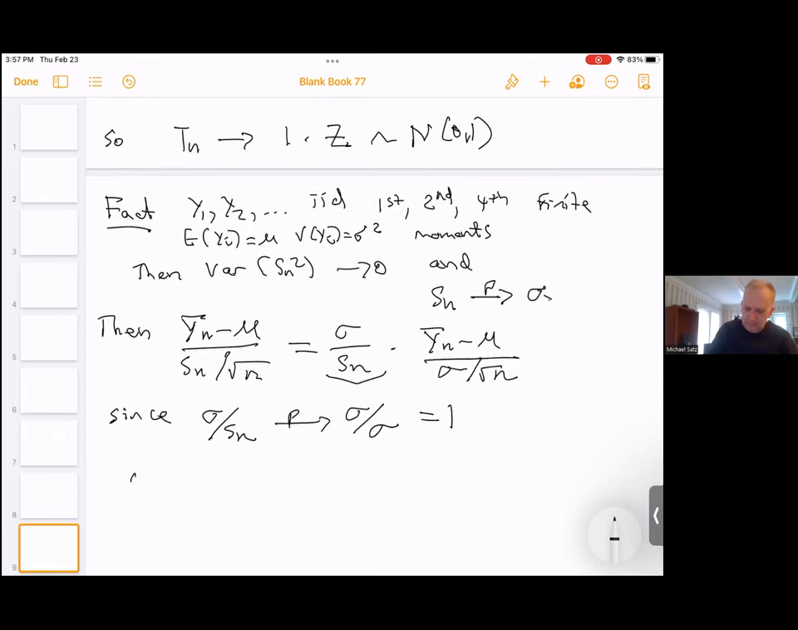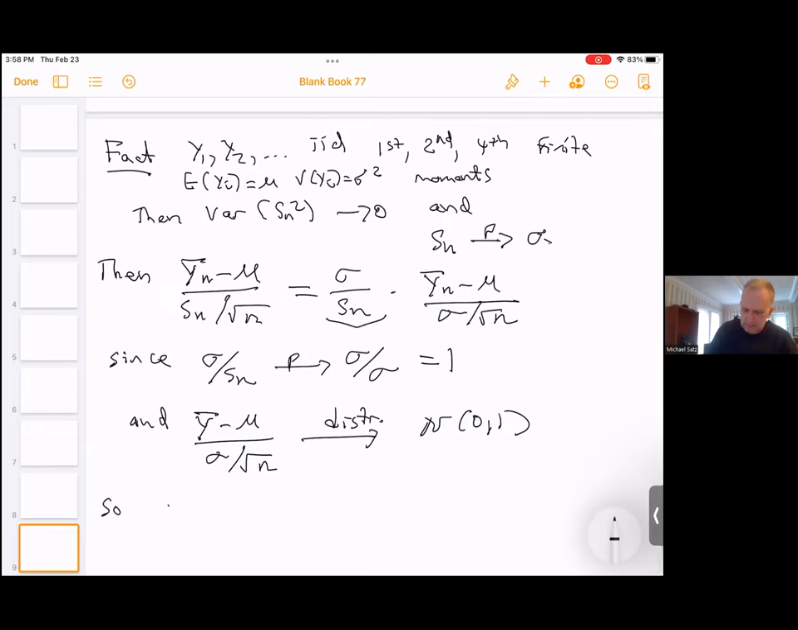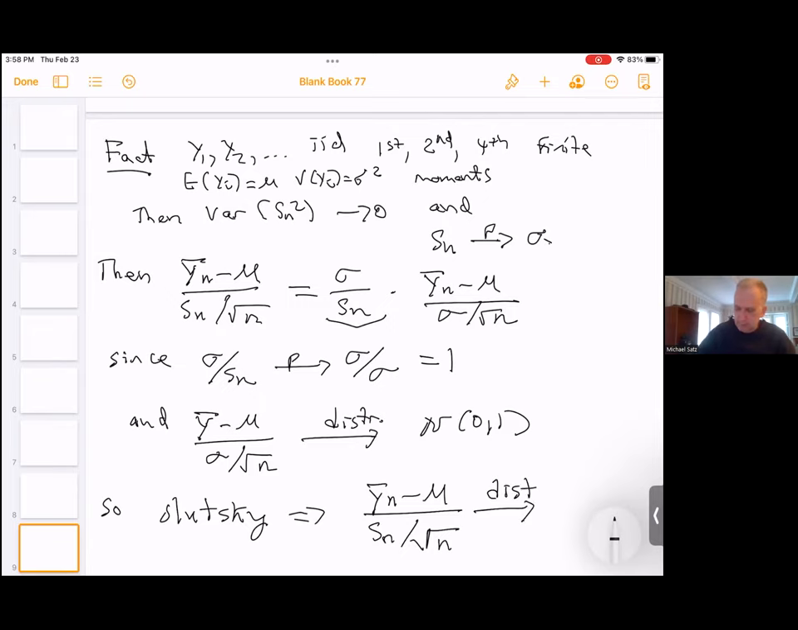Also, the CLT, which we didn't prove, but we wrote again, says this goes in distribution to normal 0, 1. So Slutsky implies that this, which is a very common estimator for our sample mean, does converge in distribution to a standard normal if I take enough samples.